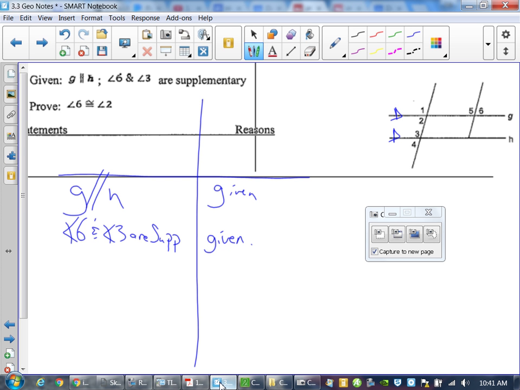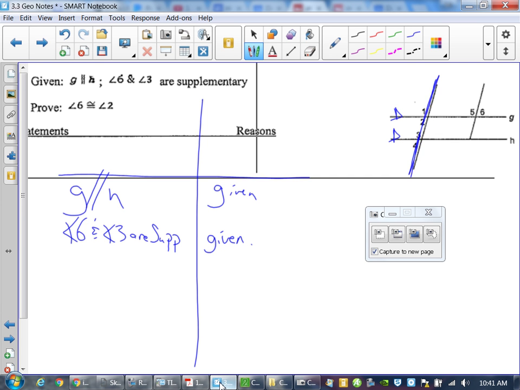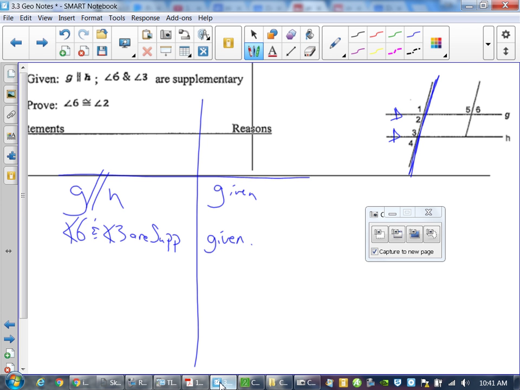Now, ladies and gentlemen, there are multiple ways of going about doing this proof. You could go via supplements, because if you say that 6 and 3 are supplementary, then you can say 6 plus 3 is 180. Do you agree with me on that? Then you'd have to go back and look at the two parallel lines cut by a transversal. What other two angles had to add up to 180? 2 and 3, because they're consecutive interior. But then you'd have to do a lot of substitutions. It would work, it would just take you quite some time.